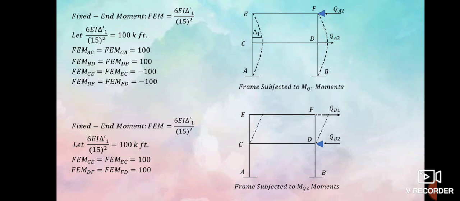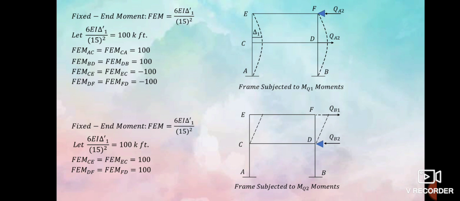Now we will be finding the fixed end moment, the FEM, having the formula of 6EIΔ over L squared, with L being 15 squared. This, as you can see on the right side of the PPT, is the frame subject to MQ1. And I've taken the liberty to directly solve it.